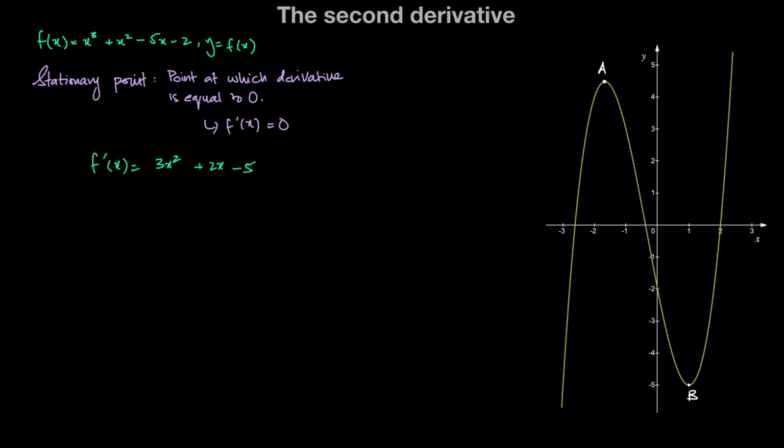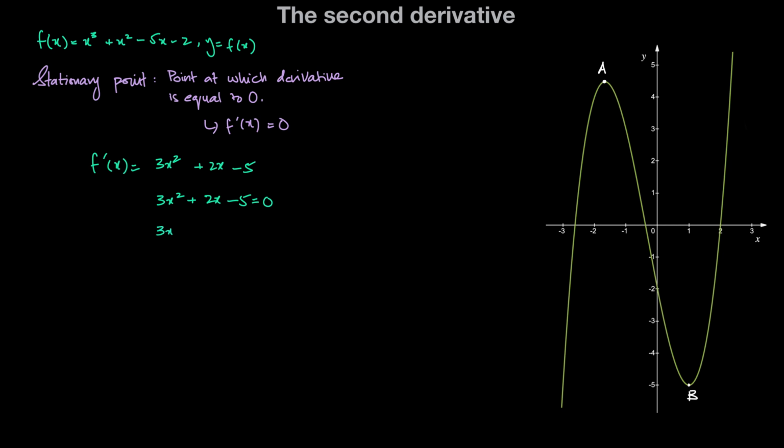And we know that at the turning points, the derivative is equal to 0. So if we set the derivative equal to 0, we get 3x squared plus 2x minus 5 is equal to 0. And we can solve this quadratic equation to find the values of x for which the derivative is equal to 0. So what we have here is the coefficient of x squared is 3 and we have negative 5 here. So 3 times 5 is 15. And since the constant is negative 5, we want to see what factors of 15 give us a difference of 2. And the factors of 15 that give us a difference of 2 would be 5 and 3.